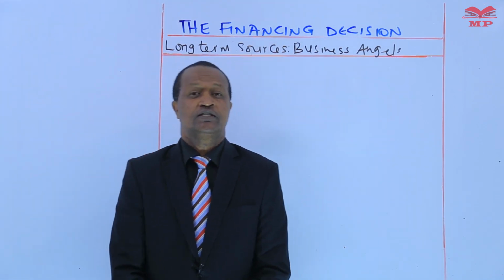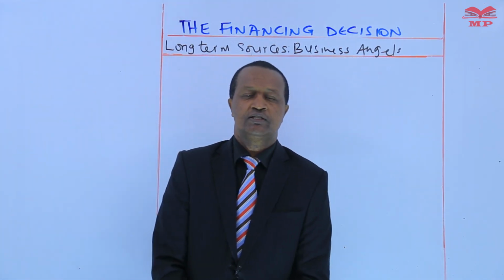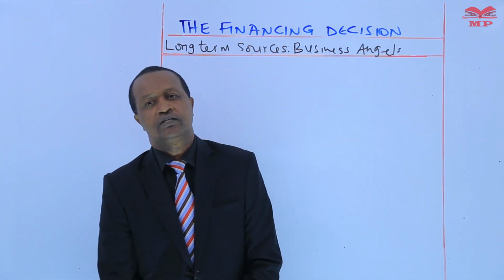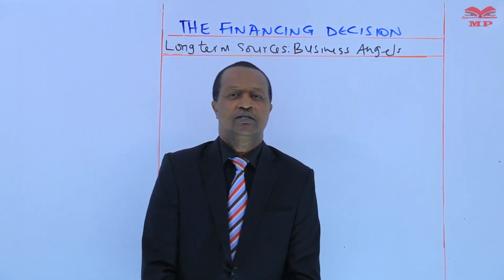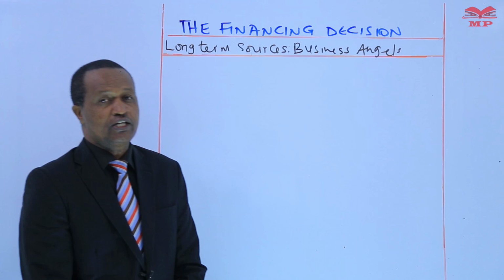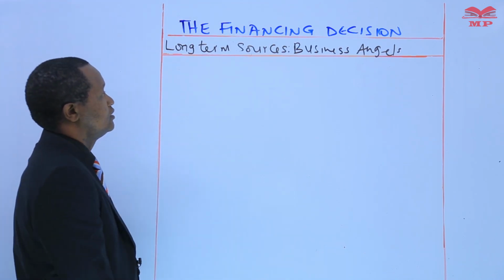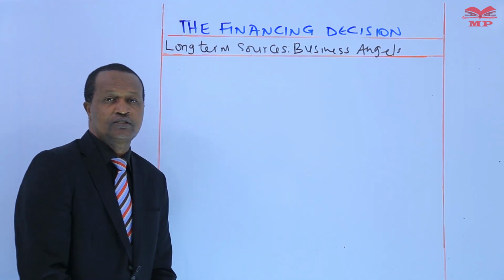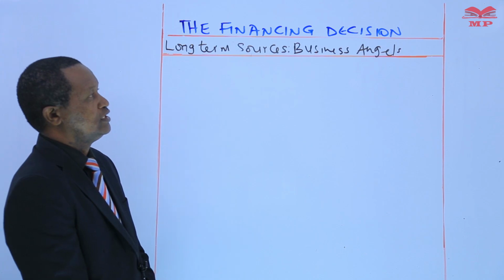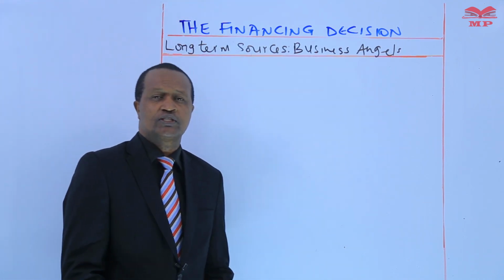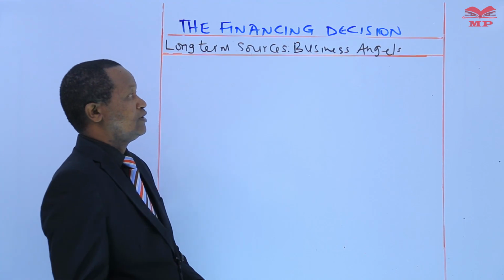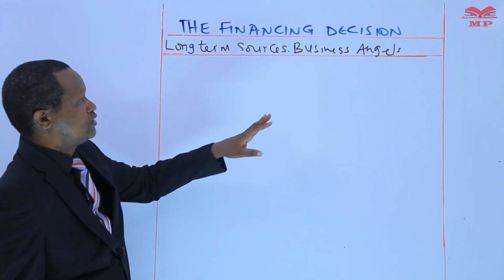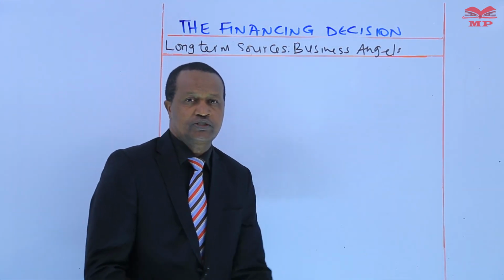Today we are still at it. We've been studying the various sources of funds for businesses. We are considering the long-term sources. We've done several sources. We've looked at the characteristics of various sources, the benefits and the drawbacks. Our attention today is focused on business angels.